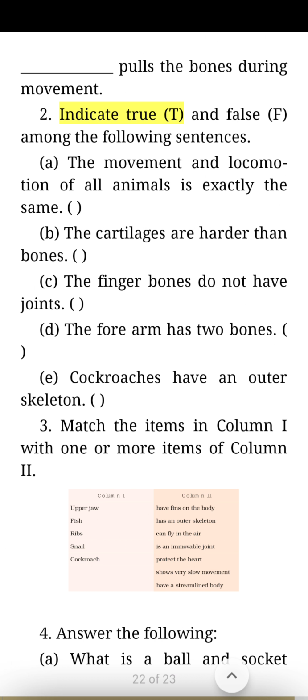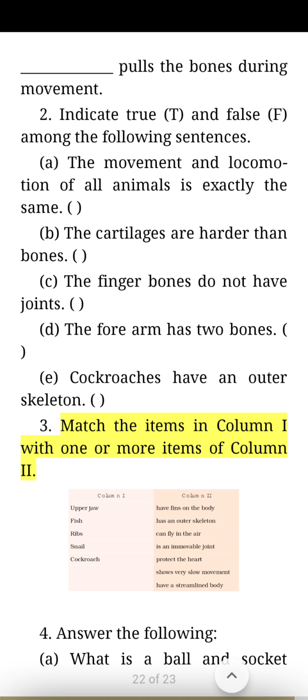Now indicate true T and false F among the following sentences. A. The movement and locomotion of all animals is exactly the same. B. The cartilages are harder than bones. C. The finger bones do not have joints. D. The forearm has 2 bones. E. Cockroaches have an outer skeleton.